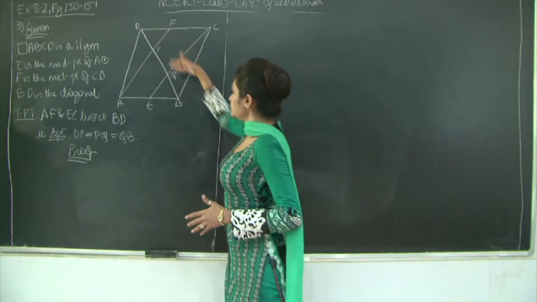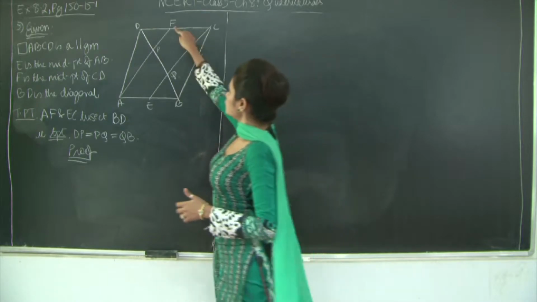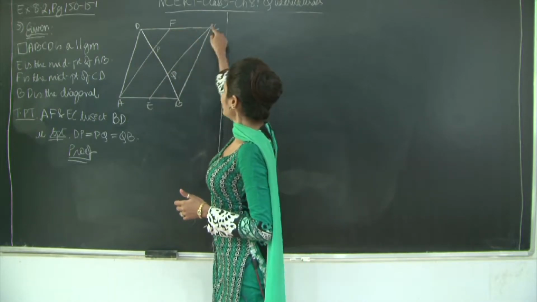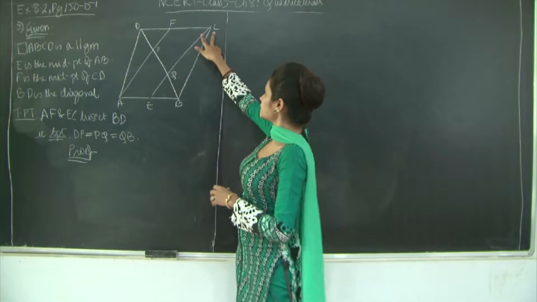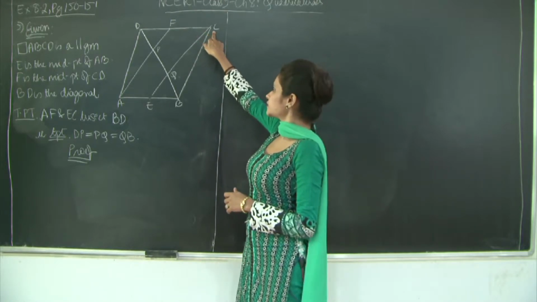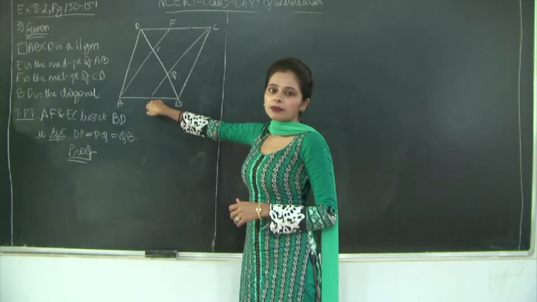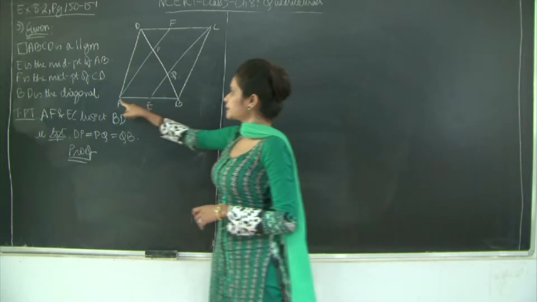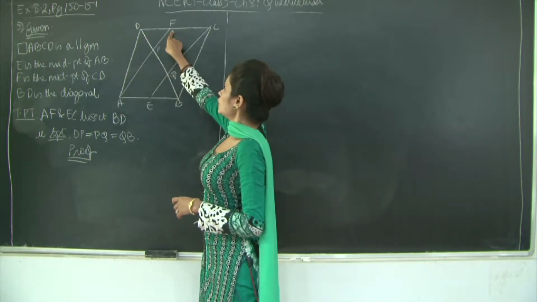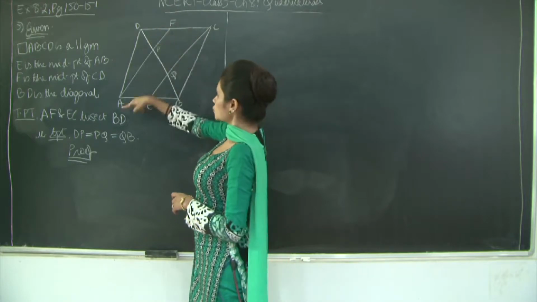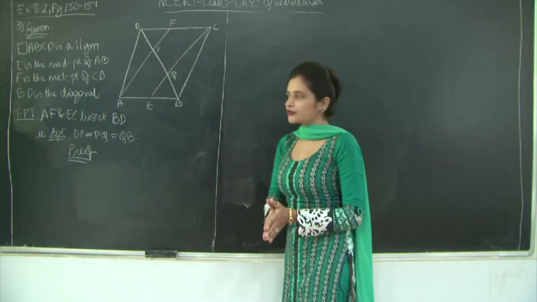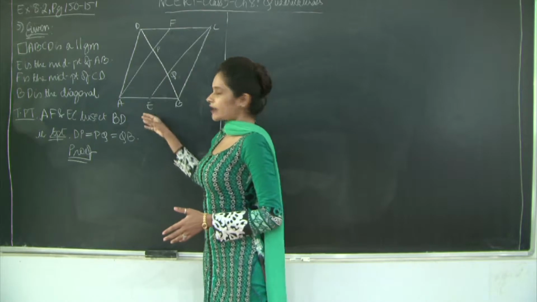We have DB as the diagonal and we have joined these line segments A to F and C to E. That means one vertex of your quadrilateral, that is vertex C, is connected to the midpoint E on side AB. Similarly, A is connected to the midpoint of side DC. So, we have AF. Now, we need to prove that AF and EC trisect BD.